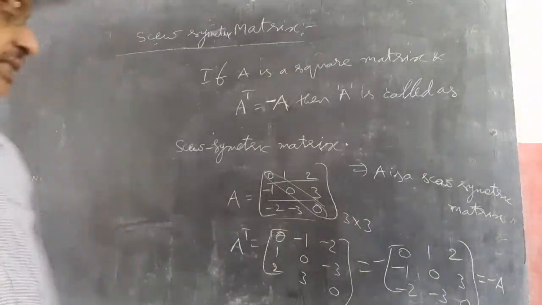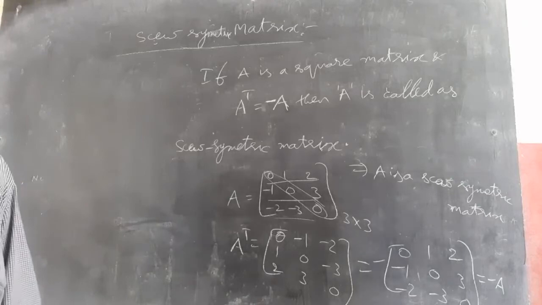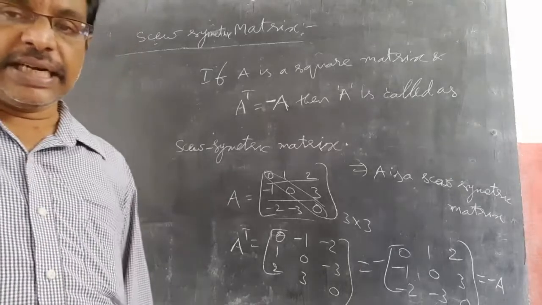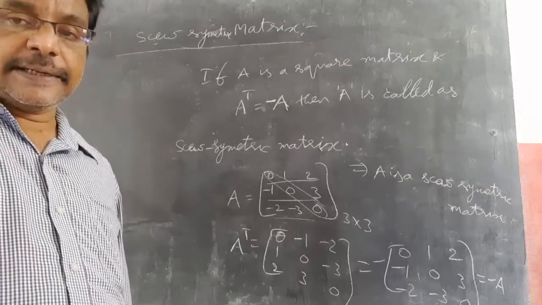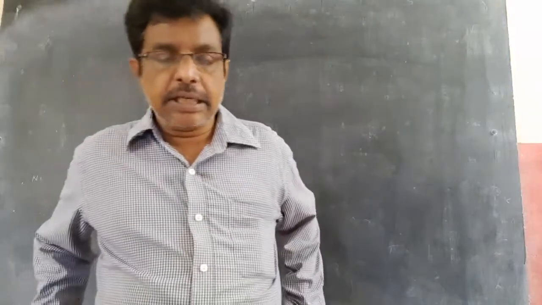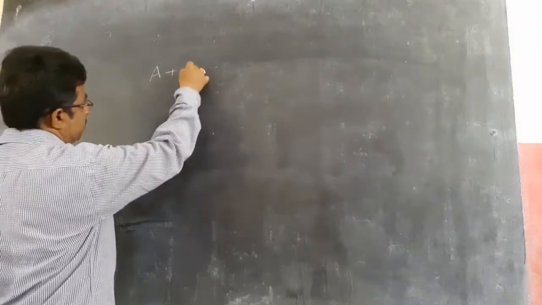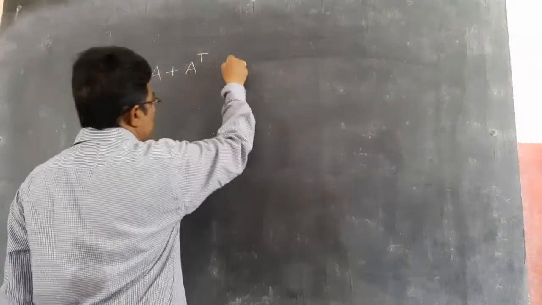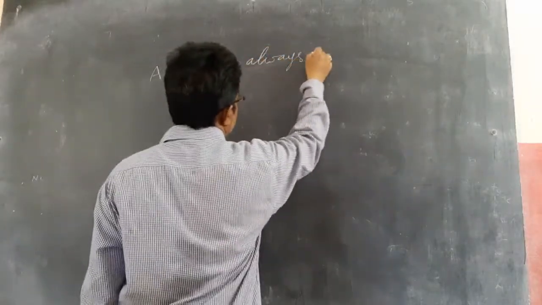So if A is a skew symmetric matrix, then A transpose equal to minus A. And some more properties of the symmetric and skew symmetric matrix are: A plus A transpose is always symmetric.